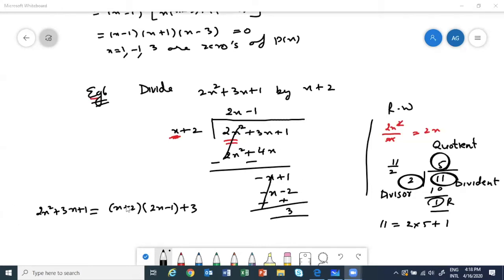Now we are saying this can be taken. Whenever you divide one polynomial by another, if you have a remainder, you can write like this. Dividend is equal to divisor into quotient plus remainder.